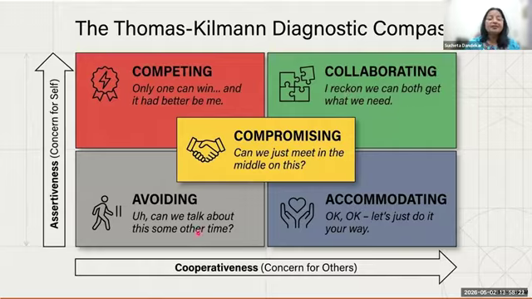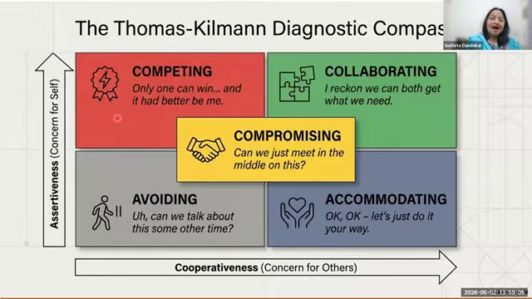One is avoiding. That is, can we talk about this some other time? You just don't want to talk about it because you don't want anything to escalate and you just don't want to make a decision. The other could be accommodating, where you could say, okay, let's do it your way. So just give in. Maybe you're concerned about others, but you've not thought about yourself or your opinion at all, because it's way down this axis. The third could be competing. Only one can win. That is your strategy, and it had better be me.